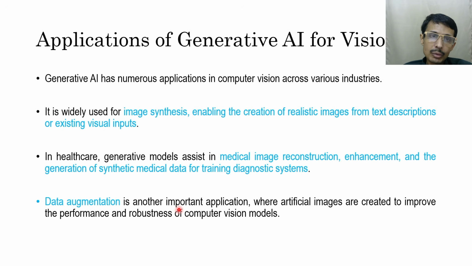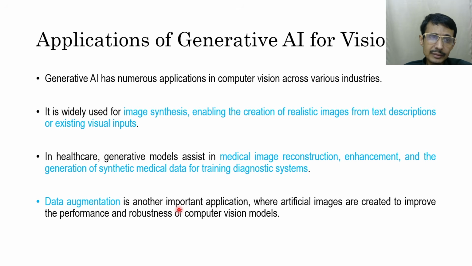Now, what are the major applications of generative AI for vision? Definitely there is a lot across different industries, from healthcare to entertainment to tourism to sports and so on, remote sensing. There are a lot of different industries or technologies where generative AI has numerous applications in computer vision.